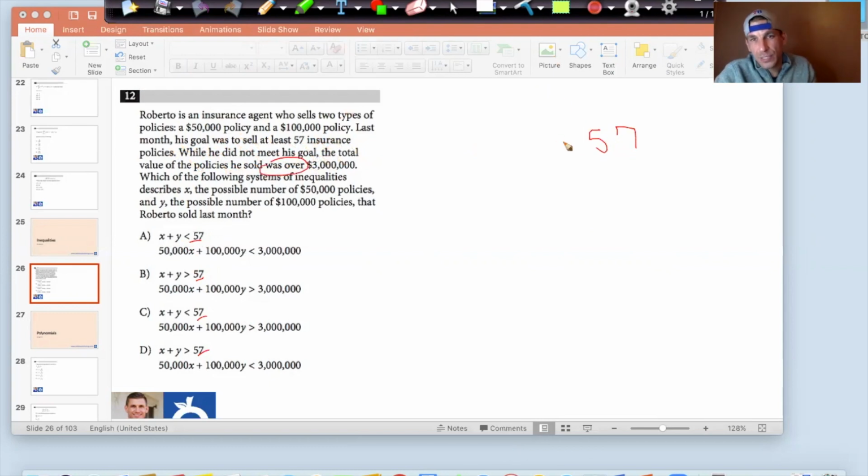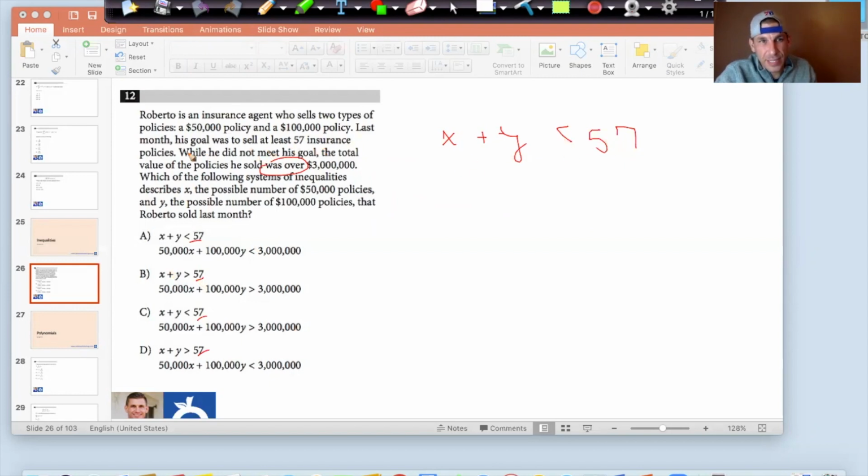Okay, so he didn't meet his goal. So he sold fewer than 57 insurance policies, okay? And we don't technically know what he did sell. So this is going to be the best way to do that.